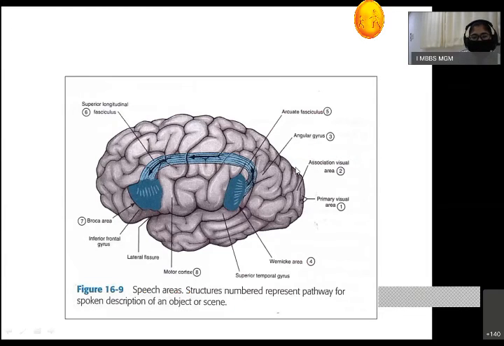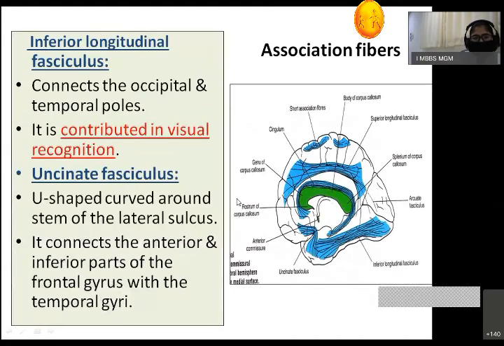Here we can see this is Broca's area and this is Wernicke's area. The inferior longitudinal fasciculus connects the occipital lobe with the temporal lobe, and it is related to visual recognition. It connects the visual areas with the temporal lobe, and it contributes to visual recognition.